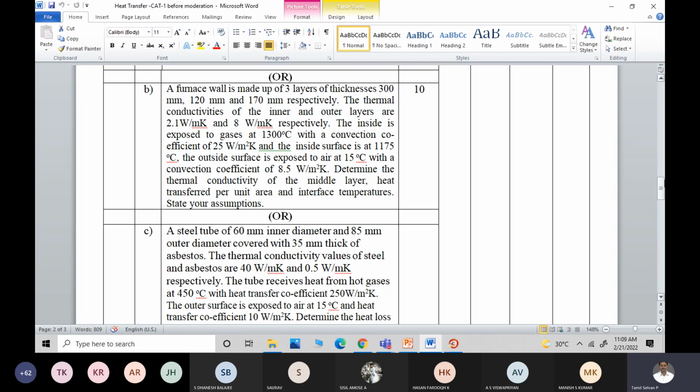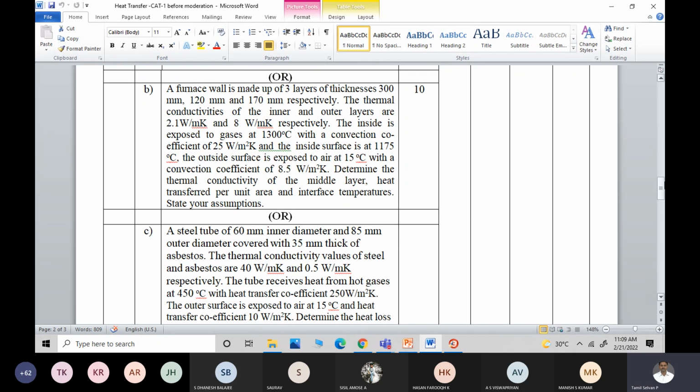And when you go for higher studies, or when you take up a project, for example, if you do a project in solar energy, that is a solar plate collector, then you will be studying the concepts of heat transfer there. In depth you will be doing it.